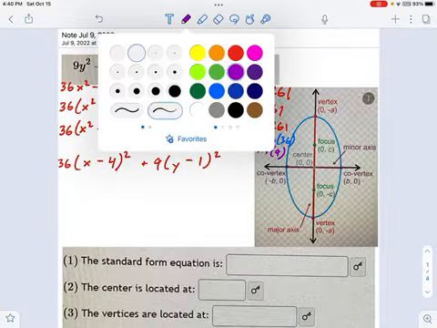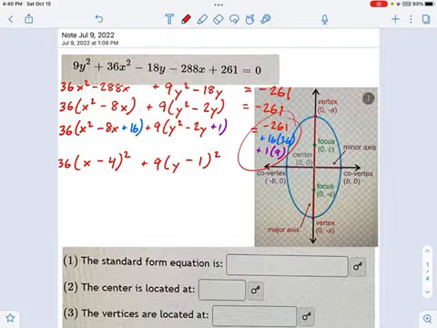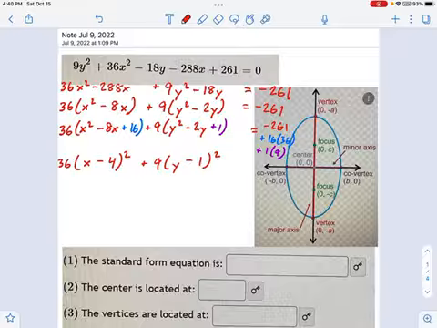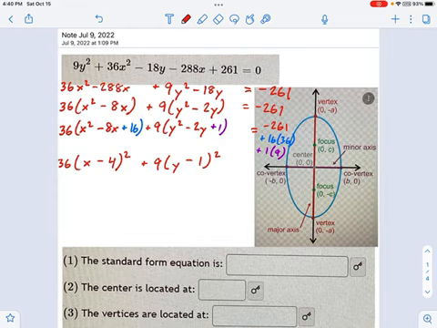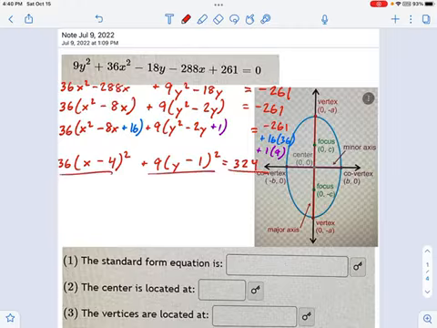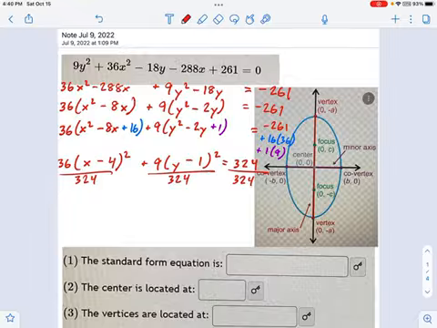Now, if you add these up on the right side of the equation, all these numbers over here, negative 261, well, let's do this out. Okay, that's going to be 324. So now you need to just divide everything by the right side number, 324. So we cross some stuff out. This is going to work out nicely. And you get the following.